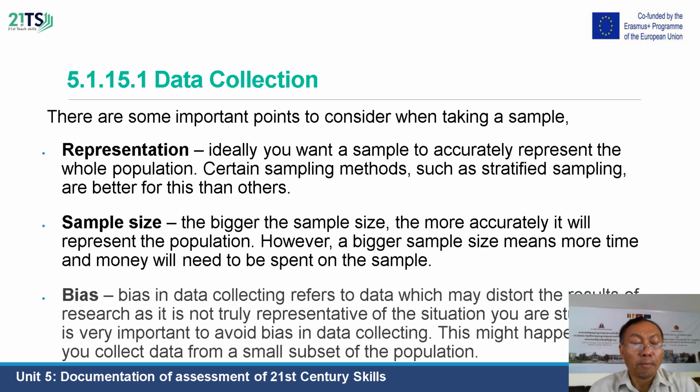Bias. Bias in data collecting refers to data which may distort the result of research, as it is not truly representative of the situation you are studying. It is very important to avoid bias in data collecting. It may happen when you collect data from a small subset of the population.